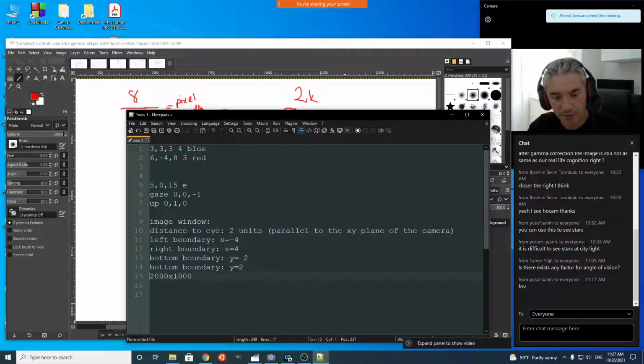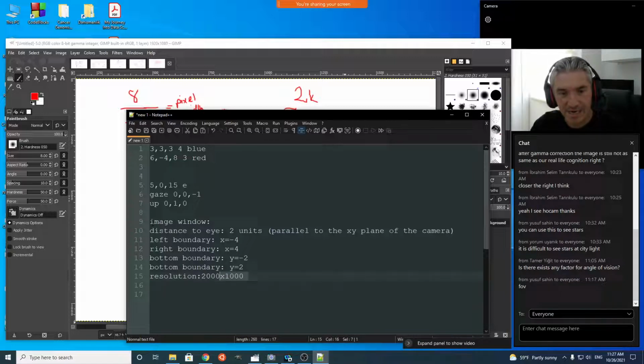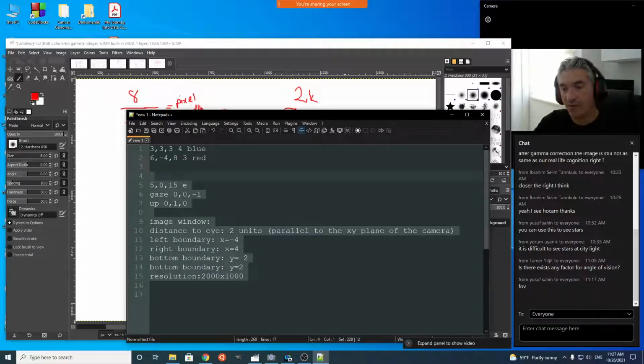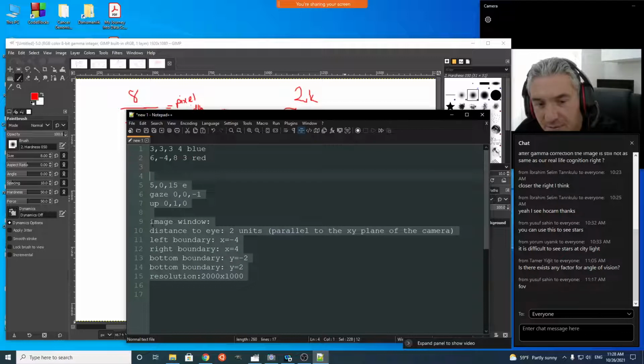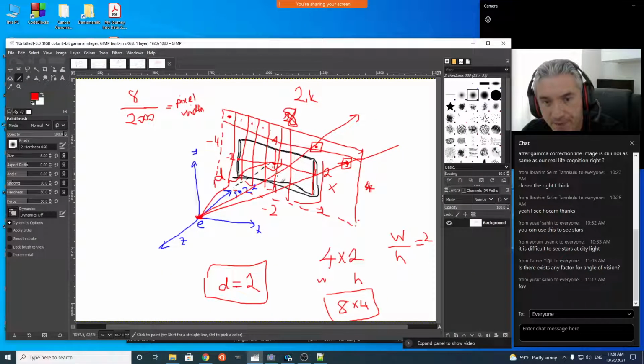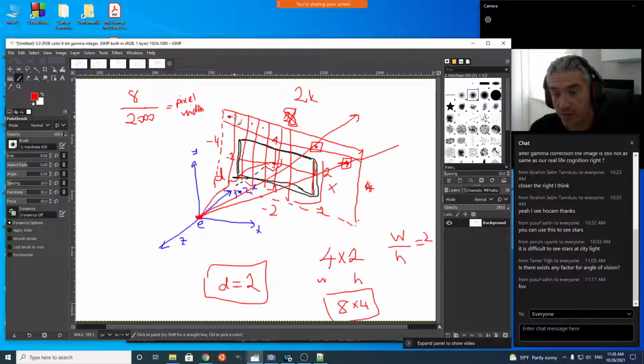its resolution is this. Okay, so these values that I defined here are a complete system of a camera that I need to be able to view these two spheres in the virtual world. Now with this, I can find my pixel width. Now, let's try to ask this question.